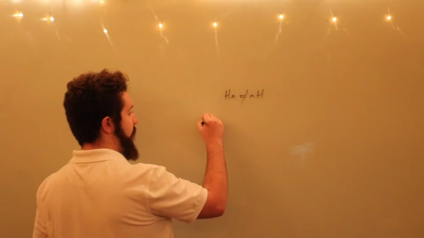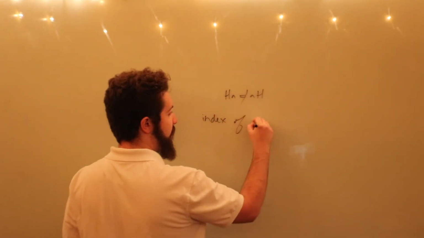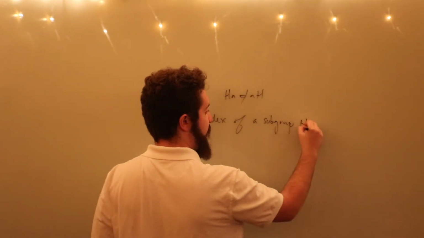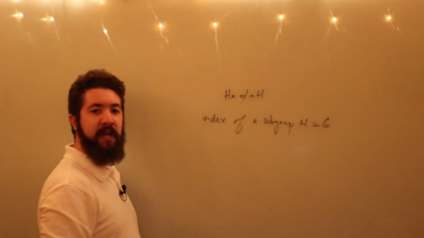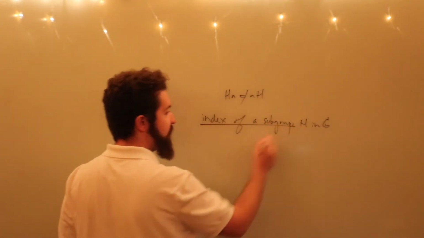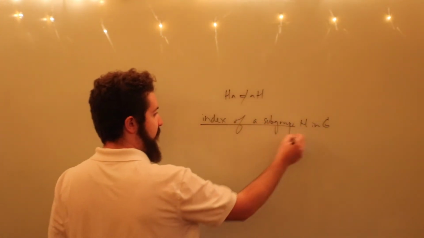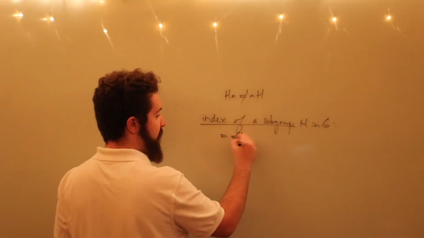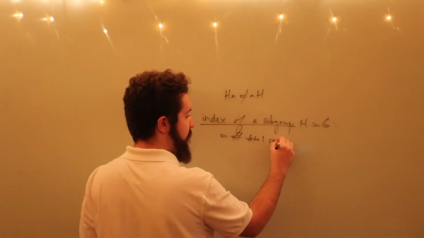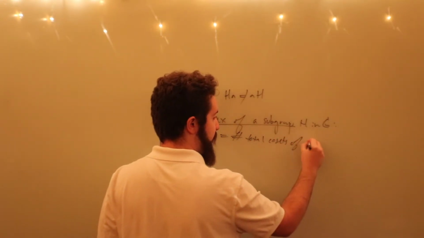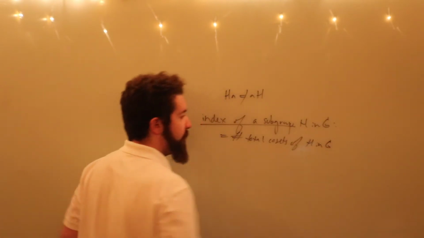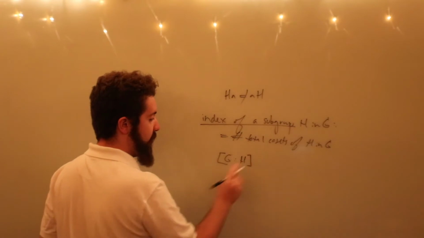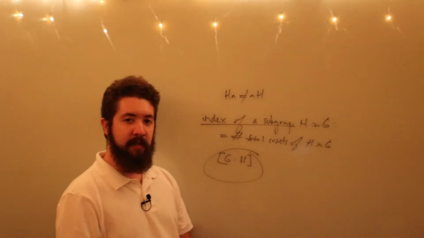We have a special name for it. The index of a subgroup H in G, right? So G is the group, H is the subgroup, and we're looking at the index of the subgroup in the larger group. It equals the number of total cosets of H in G. And we denote this as G colon H in square brackets. The index of a subgroup.